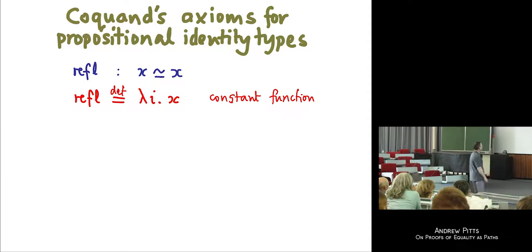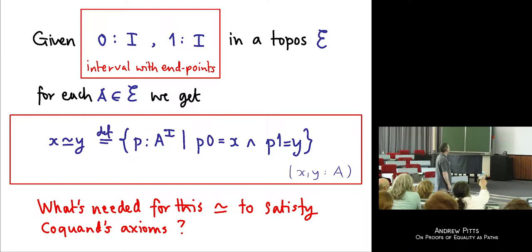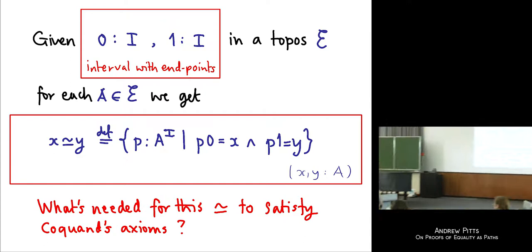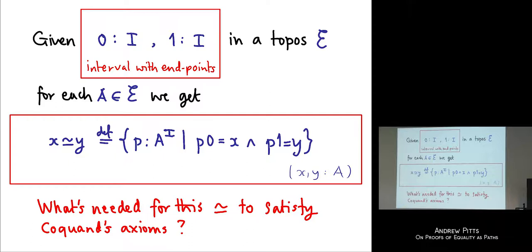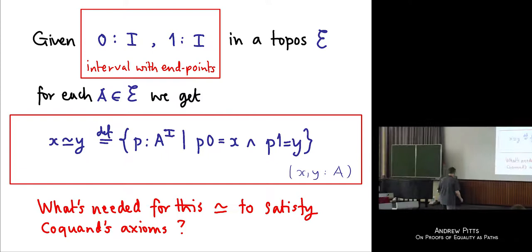In a topos, what does it mean that 0 is interval and 1? And 0 and 1 are terminal? Yeah, well, I was undecided about whether to use arrow theoretic notation or not. So I mean that 0 and 1 are two global elements of I. So I have an object I, and I have two morphisms from 1 to I. One is called 0, one is called 1. Okay, so it's a bi-pointed object.